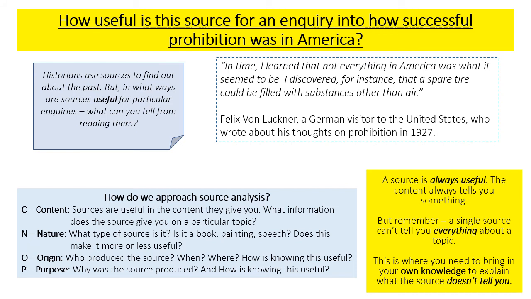Now, it's important to remember that a source is always useful, because once you read it, the content always tells you something that you didn't know before. But you also need to remember that a single source can't tell you everything about a topic. So this one has suggested that not everyone is following prohibition, as Americans might like you to believe. So this is where you need to bring in your own knowledge to explain what the source doesn't tell you. So I'd like you to have a think. What other examples do you know of where people weren't actually obeying the law and they were happy to be drinking and selling alcohol? So have a think about that.